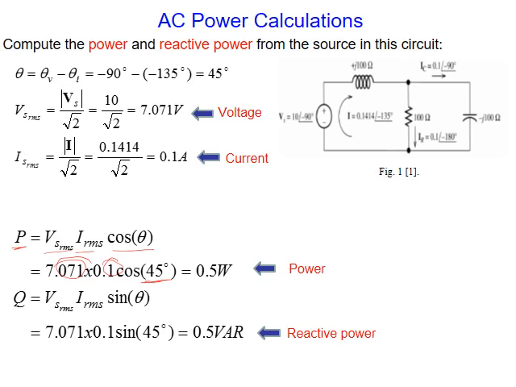For the imaginary power, what we call reactive power, which is power due to the imaginary elements like capacitor and inductance, again VRMS times IRMS, which we already have, times sine of the angle theta. Okay, so we just need to substitute. But remember, for reactive power the unit is var.